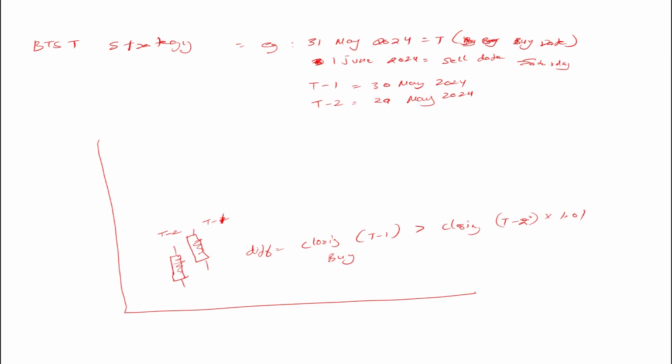We are checking the candles of the last 2 days: the previous day, which is T minus 1, and the day before the previous day, T minus 2. If the difference between the closing prices of these two is greater than 1%, then we will buy it. So this is what the strategy says.